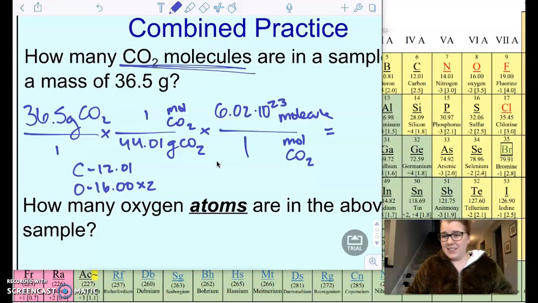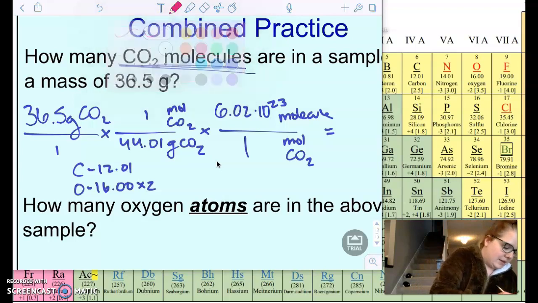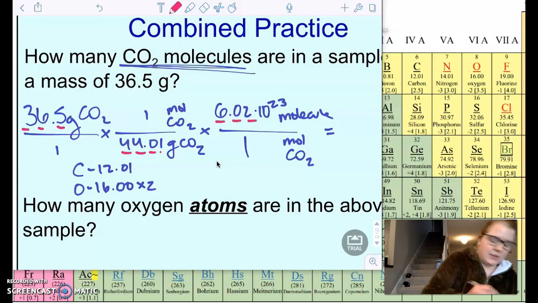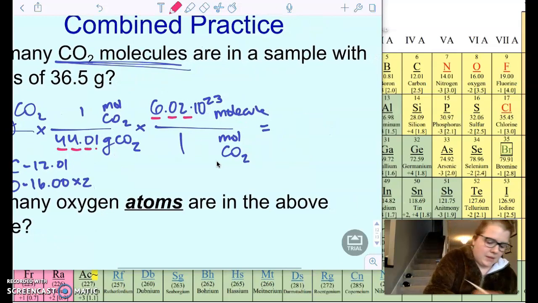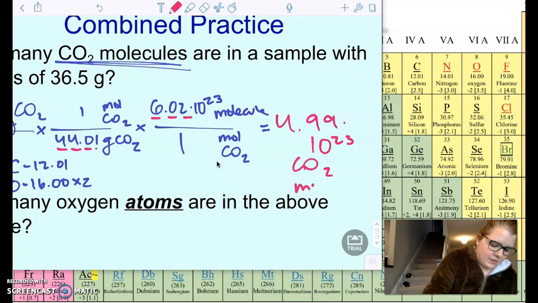So I would encourage you to calculate this on your own if you've got your calculator with you, just because once you've got these large exponents, you're more prone to type in a mistake. So boom, sig figs, I'm looking for 3 because of my 36.5, that's my least. This has 4, and remember this is actually a calculated number. So for my 3 sig figs, I'm getting 4.99 times 10 to the 23rd carbon dioxide molecules.